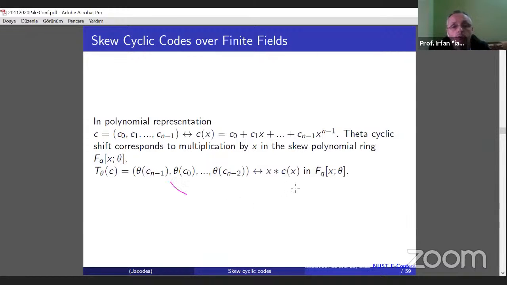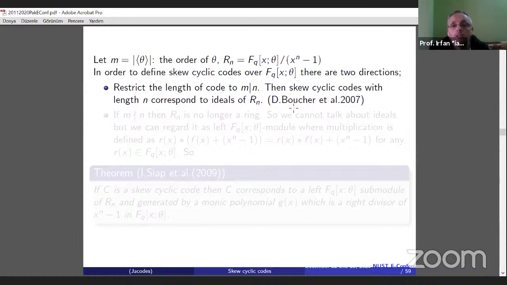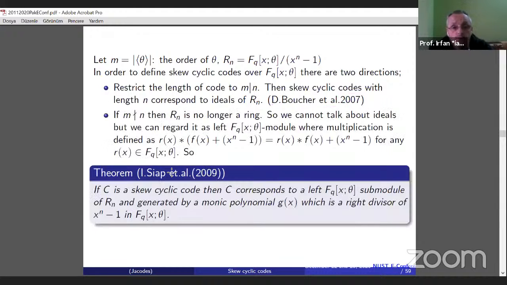Okay. So again, if you do this algebra here, and if you just take a code word with a polynomial, if you match them, then this multiplication is going to be an ideal again in this particular non-commutative polynomial ring. So that's what Boucher and his colleagues really put down in the paper in 2007, which made us and many researchers go after the skew code case.